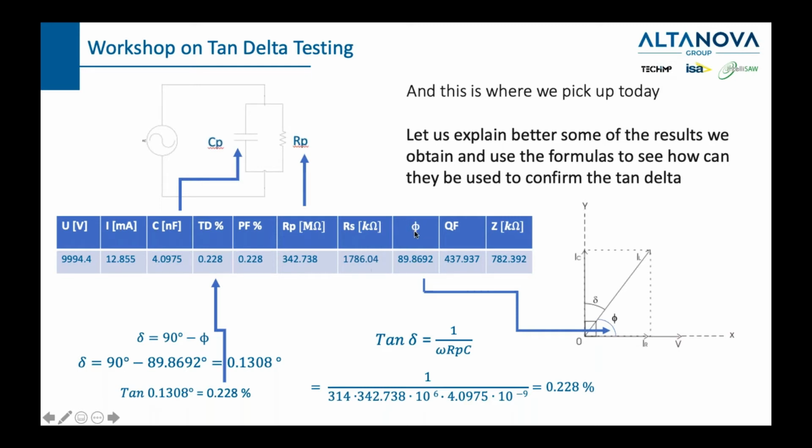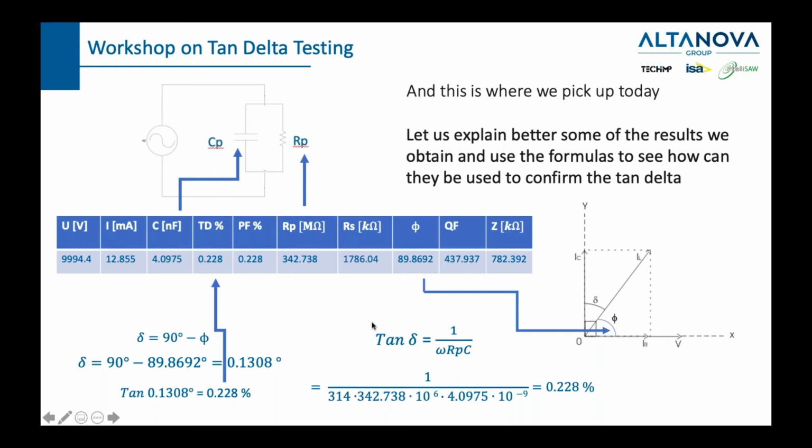Also, we get the angle phi, which is ideally 90 degrees, but now it's 89.8692, and if we deduct this number from 90, we get the angle of delta. So this is the delta, and in this case, the delta is 0.1308. We said last time, if the delta is more than 0.57, then the tan delta is more than 1%. And in our case, the delta is 0.13, and the tangent of that is 0.22.